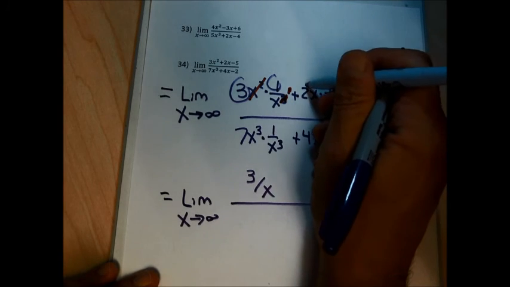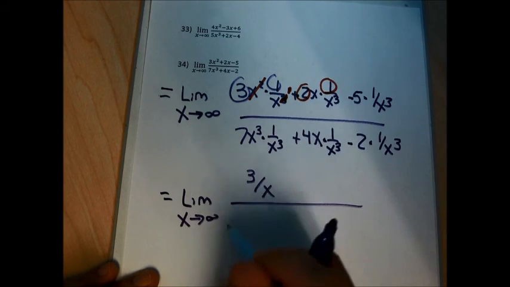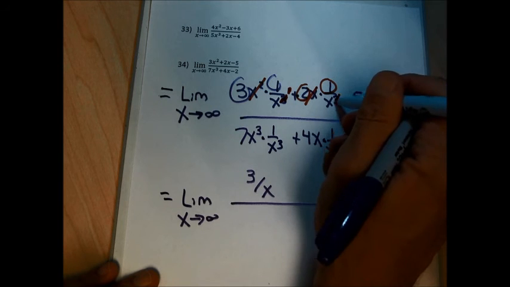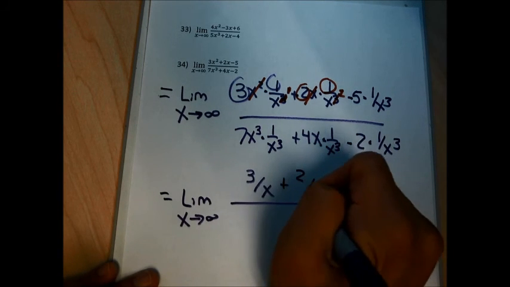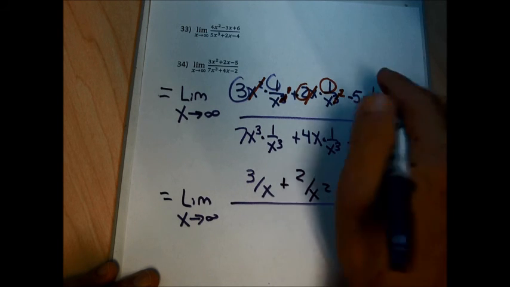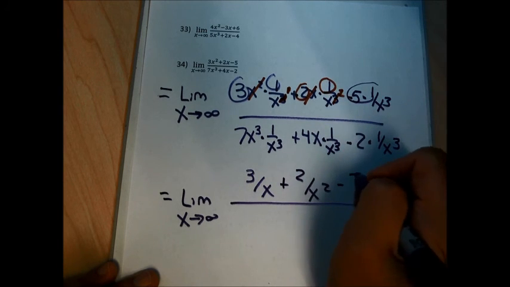The second one, I'm going to have a 2 in the numerator by multiplying those. I'm going to cancel one of those and have an x squared in the denominator, so I'll get plus 2 over x squared. And the last one, I'm just going to get minus 5 over x cubed.